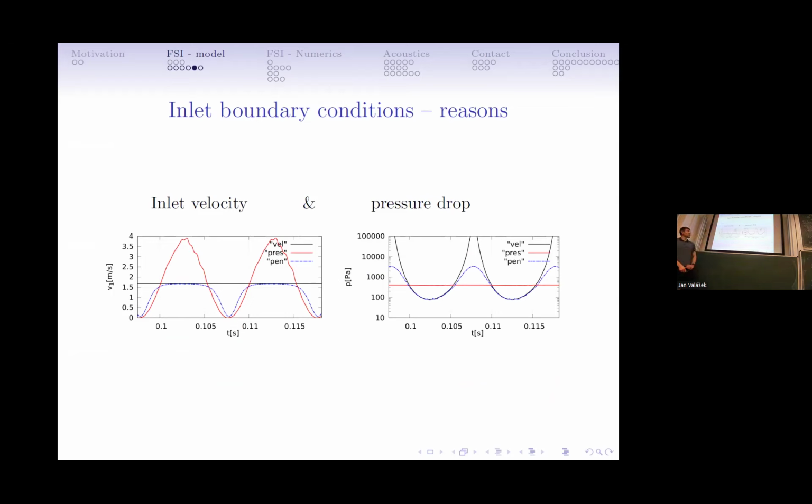Let's look at these figures. These are the results for the case when we have a prescribed motion of the boundary, and the boundary is really closing and opening again. And what happens in this very simple simulation? When we fix the inlet velocity, then the velocity at the inlet part of the boundary remains all the time the same, the black line.